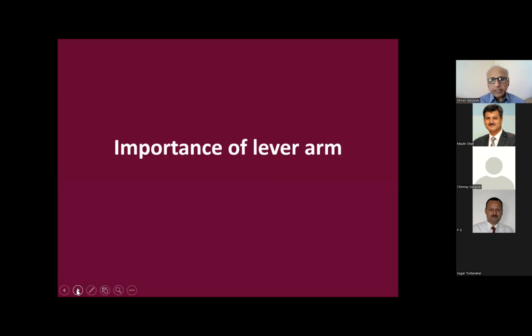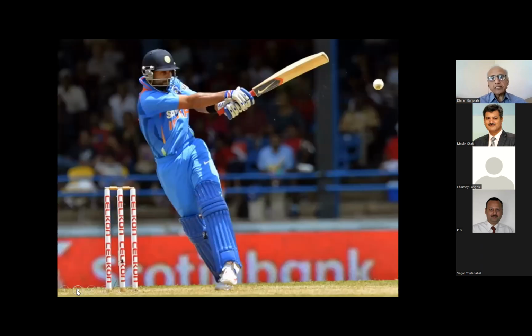However, to understand the importance of lever arm, let me give you a situation. Instead of the proper length of the bat, if I ask this batsman to bat with a bat which is very small, his muscles are still the same powerful muscles, but will he be able to hit the boundary? The answer is very clear that he cannot.